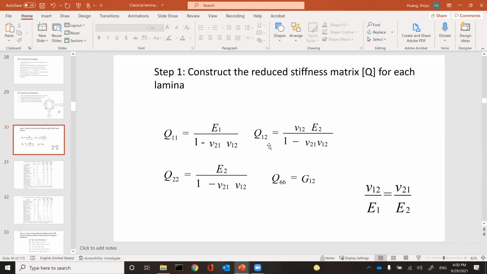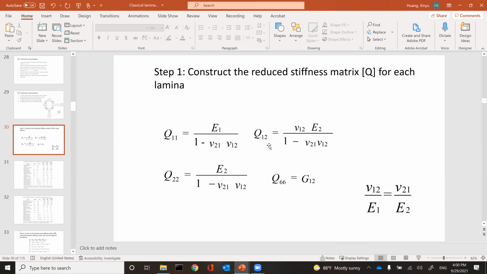What about Q13, or Q16 as some people call it? What is that number? It's 0. Remember, for the reduced stiffness matrix for isotropic or transversely isotropic material, only 4 entries are non-zero, and the other entries are 0. So these are all your non-zero entries.